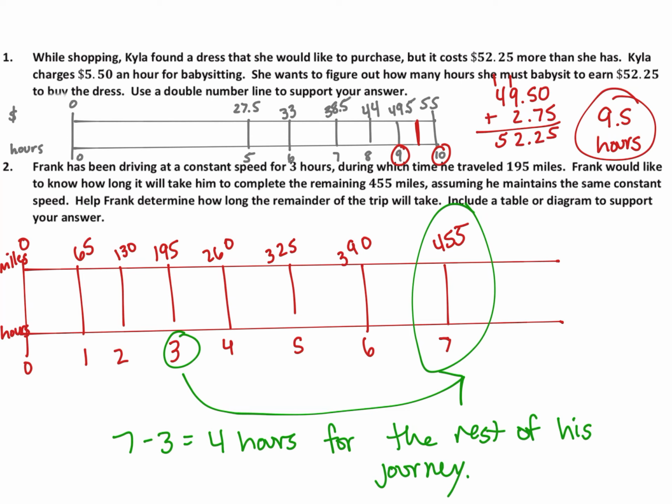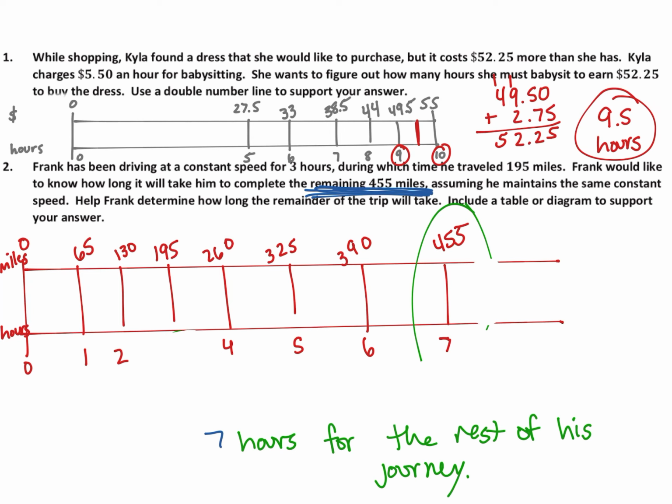Actually, no, because it says the remaining 455 miles. That's not his total distance. That's how much he has left to travel. So it will actually be 7 hours for the rest of his journey. Even I make mistakes. You got to read the question carefully. 7 hours for the rest of his journey because he still has 455 miles to go. That's not his total distance traveled.